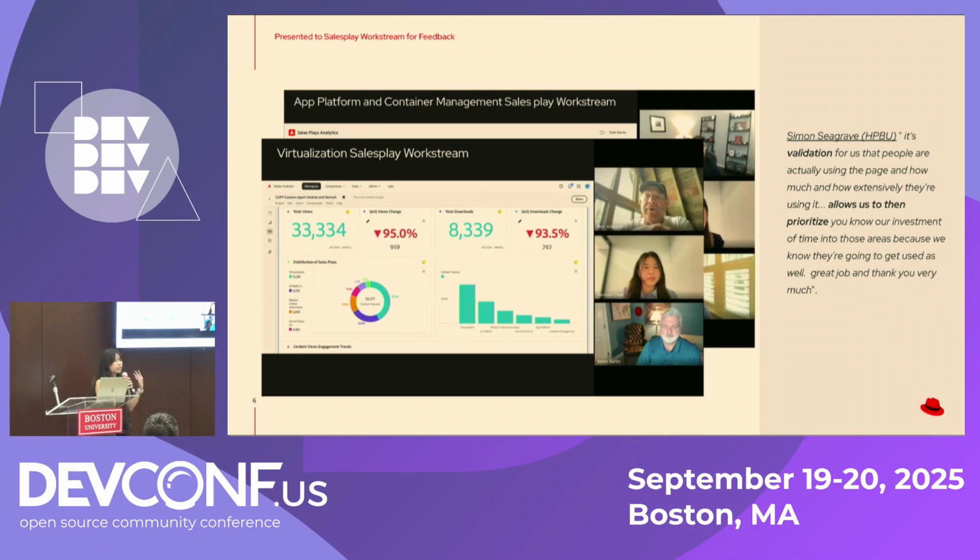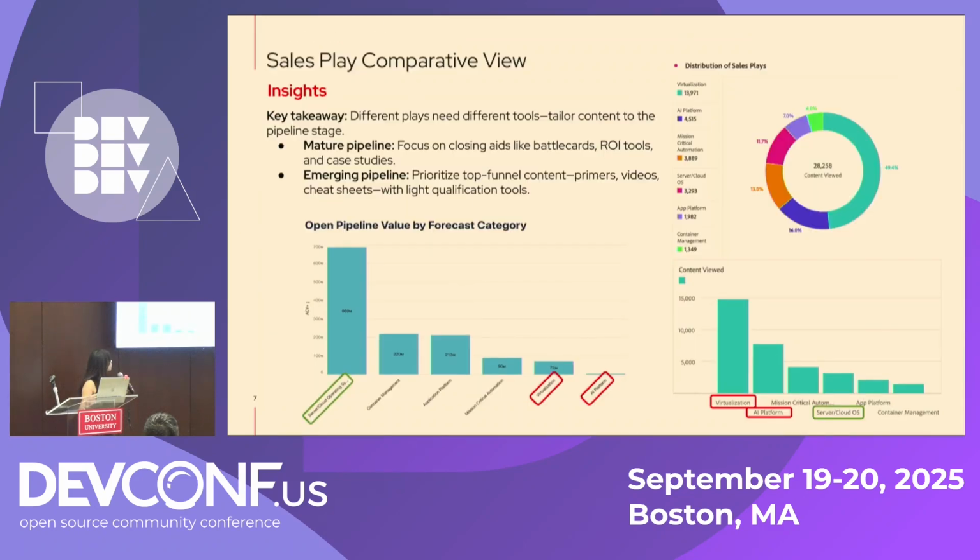With this, I was able to come up with my final draft, and the next step was presenting it to the BU's leadership in a sales plays readout, where I had to present some more actionable insights. I'll show one example. This is a comparative view of the sales plays. The graph on the right is displaying the distribution of the sales plays by content views. We see in red that virtualization and AI platform were the most consumed content. However, if we look at them in the open pipeline, we see that they're generating the least amount of revenue. So why is that? Why is the content that is being consumed the most not generating as much revenue? And Server Cloud OS was generating the most revenue, but not being consumed as much.